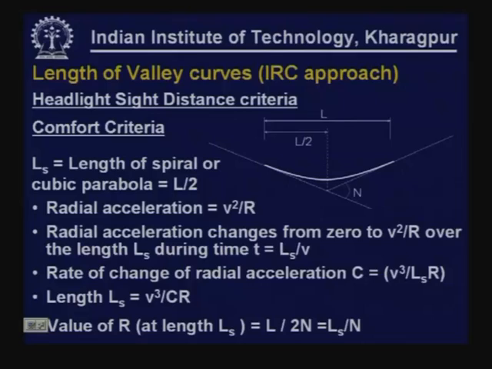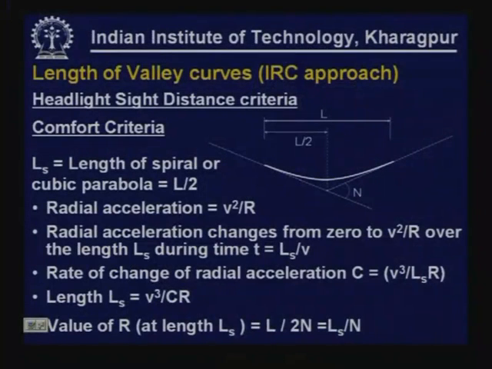Now, in the last class, lesson 13, we talked about the valley curve. We told that comfort criteria could be a basis. Now, in this case, let us quickly try to see how we can calculate even the required length. In many textbooks in India, the same approach is given, and you can also calculate the length. Here, the valley curve is considered as 2 spirals, 2 transition curves without a circular curve in between.